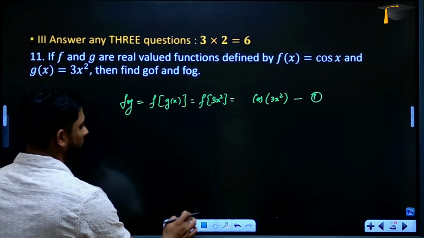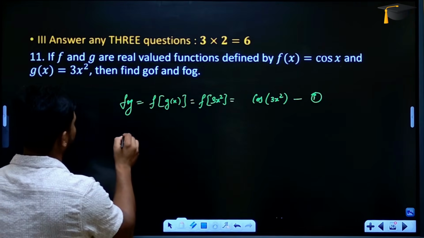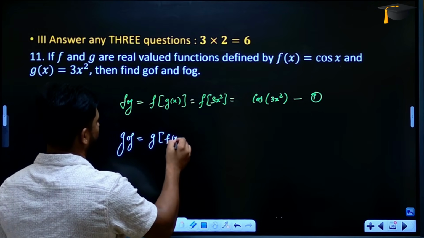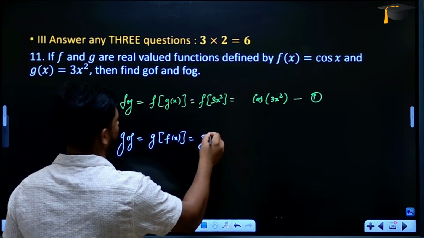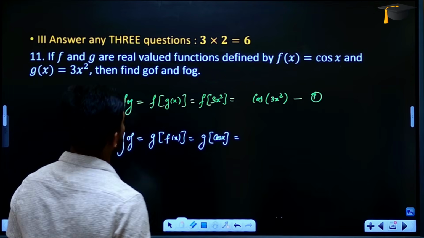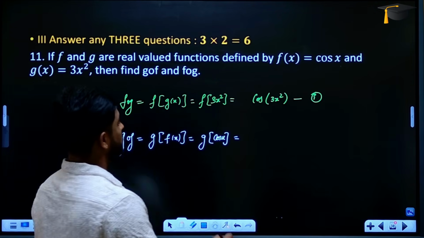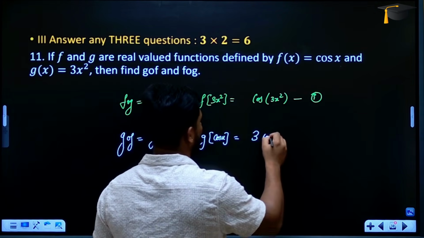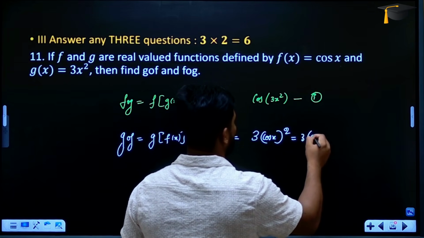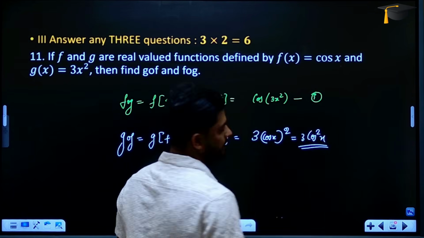That's it. Okay, so next gof we will find out. So GOF is g of f of x. What is it? f of x is cos x, and g of x is 3x square. So g of cos x is 3 cos x the whole square, which is nothing but 3 cos square x. 3 cos square x is the right answer.